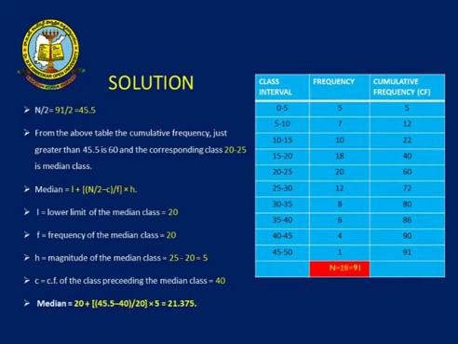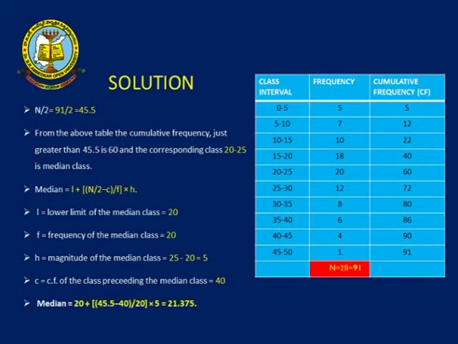Next, small f is the frequency corresponding to the just-greater-than value, that is 20. Small f value is 20. Next, capital H means the length of the class interval: 25 minus 20 means 5. Next, C is the preceding value of the cumulative frequency.